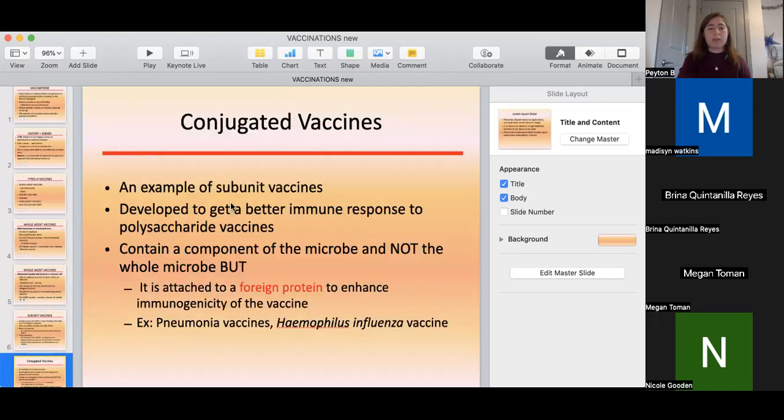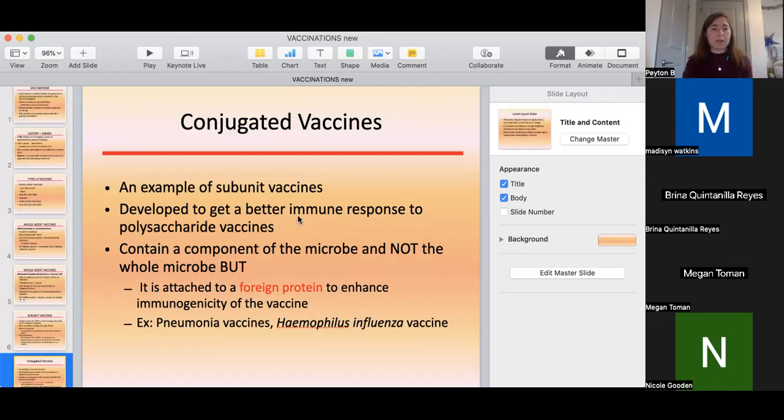Okay, sweet. All right, so conjugated vaccines are a type of subunit vaccine. And like I said earlier, it's like how all squares are rectangles, but not all rectangles are squares. All conjugated vaccines are subunit vaccines, but not all subunit vaccines are conjugated vaccines. Conjugated vaccines are basically more effective subunit vaccines. So it takes a piece of the pathogen and then it ties it to another foreign protein to enhance the immune response.